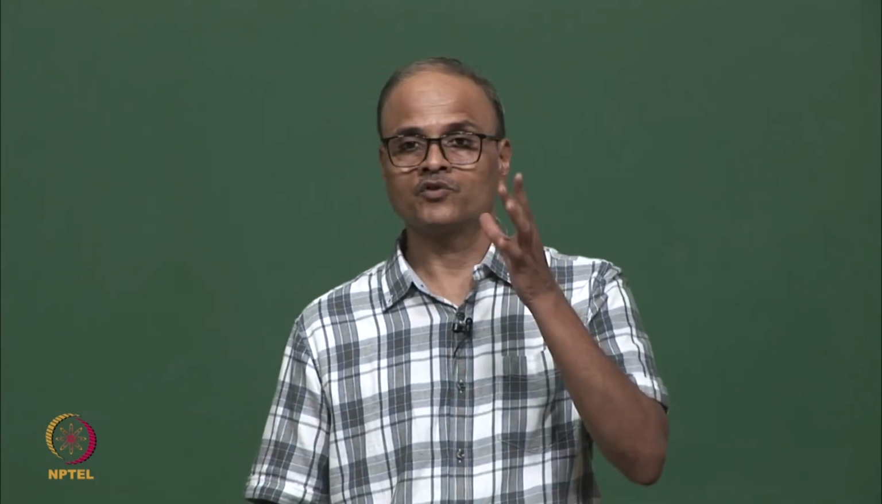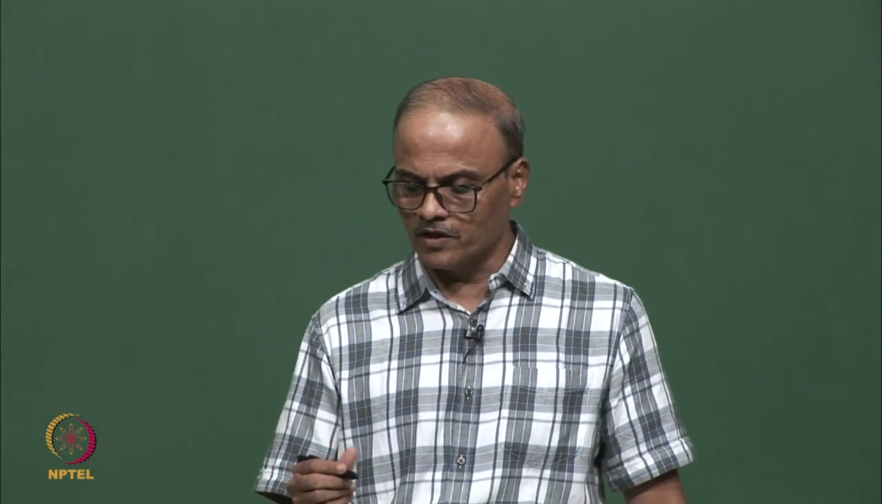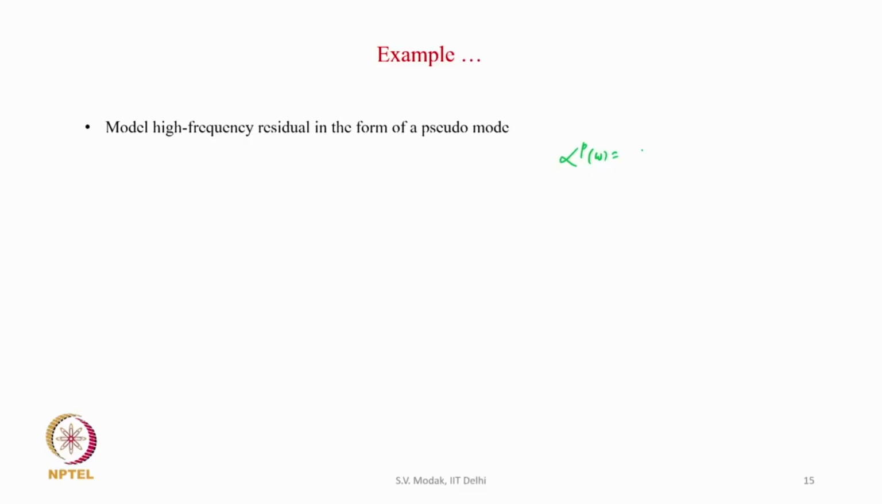And now we are going to therefore include the high frequency residual, and we are going to use a pseudo mode in order to model the contribution of the high frequency modes which are outside the band. And as we studied earlier, the contribution of a pseudo mode can be modeled as 1 upon k_jk minus omega square m_jk. So, here you can see there are now two unknowns, k_jk and m_jk. When this pseudo mode is added to the rational fraction form, it will increase the degree of the numerator and the denominator polynomials by 2.